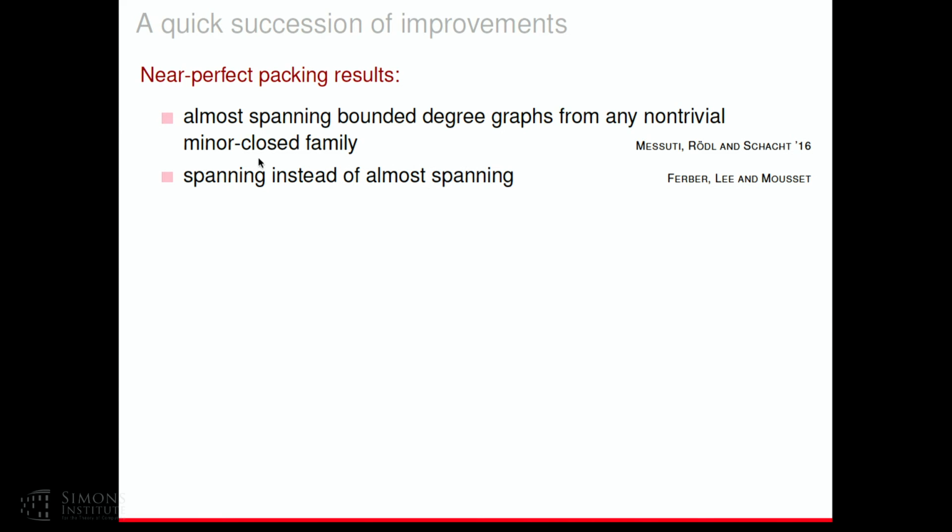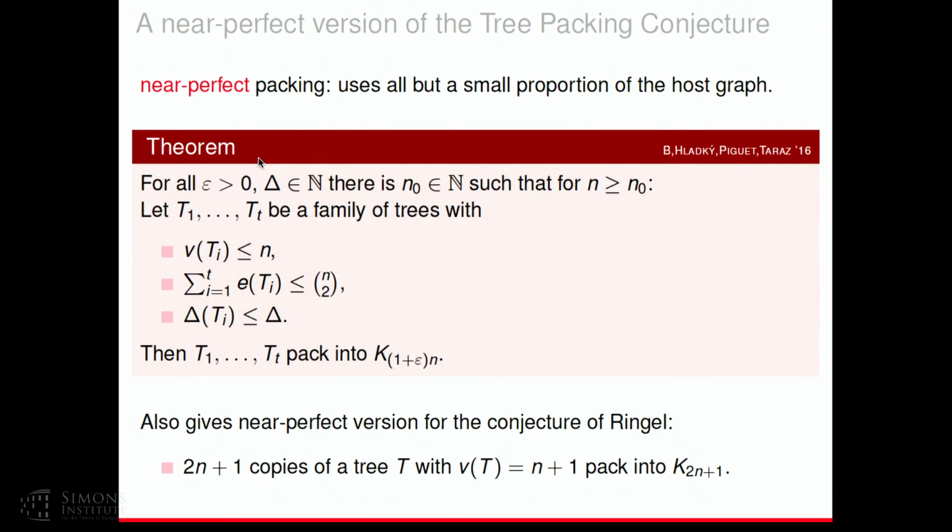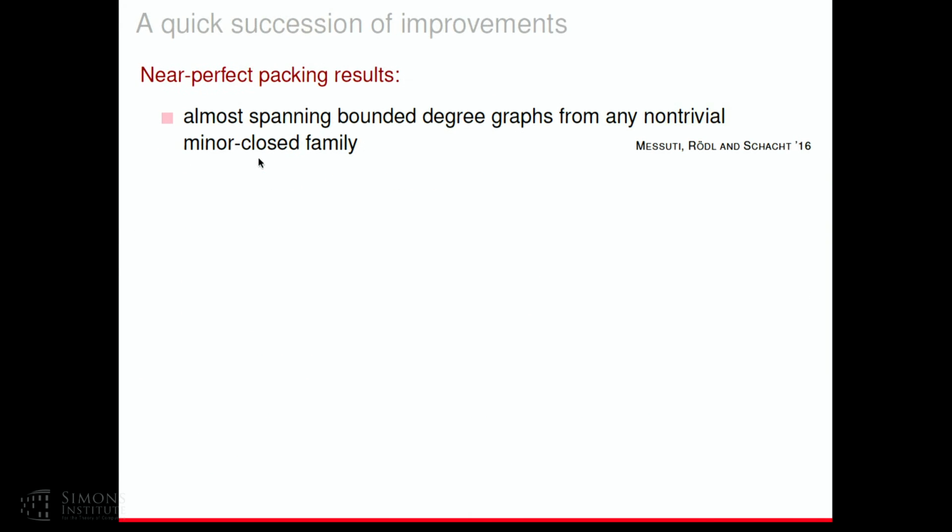Then Ferber and Samotij observed: what do we do if we don't just want almost spanning graphs? What did I mean by almost spanning? Let me go back to this result because it's stated in full here. Here we said all the graphs that I'm embedding are allowed to have at most n vertices, and in the host graph, the complete graph, I have epsilon n vertices more. So they are only almost spanning, and they cannot cover all the vertices. And that's what they changed.